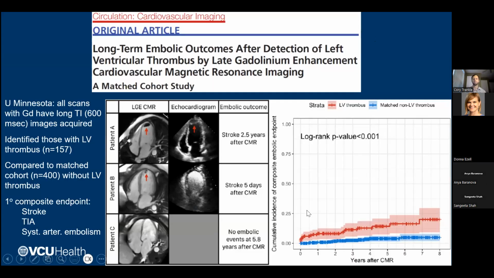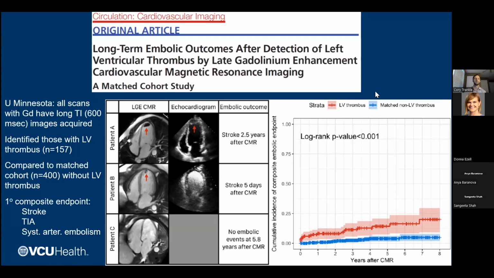And then a recent paper from the University of Minnesota, I think this is Chetan Shenoy's group, where they do these long TI sequences routinely. They looked at if you had a thrombus, how did you do compared to a matched control group that did not have a thrombus? And intuitively, the patients who had LV thrombus had worse events down the road.